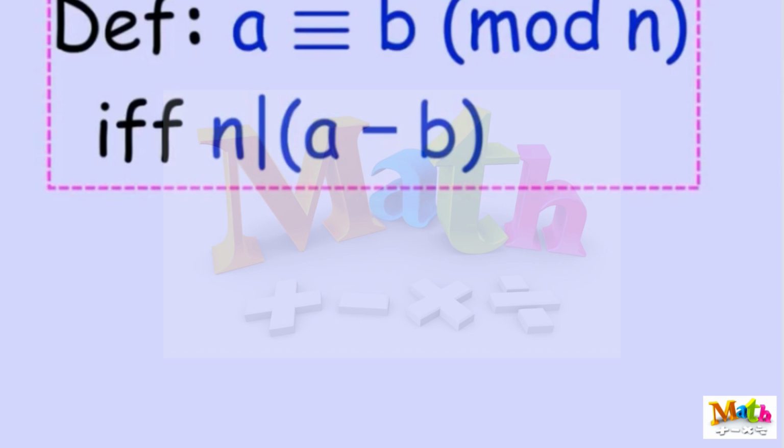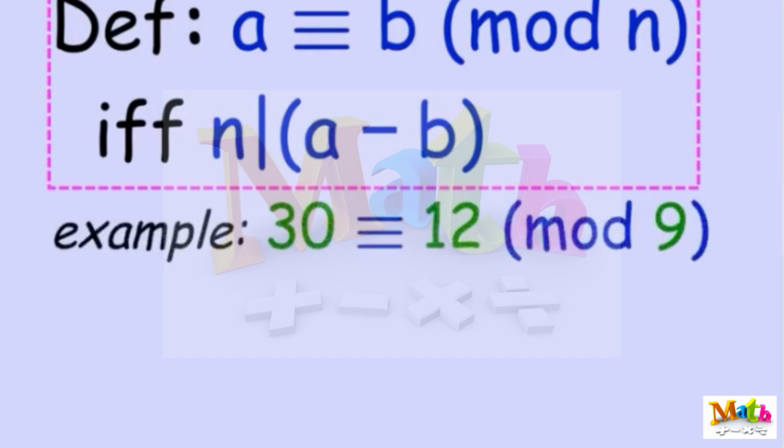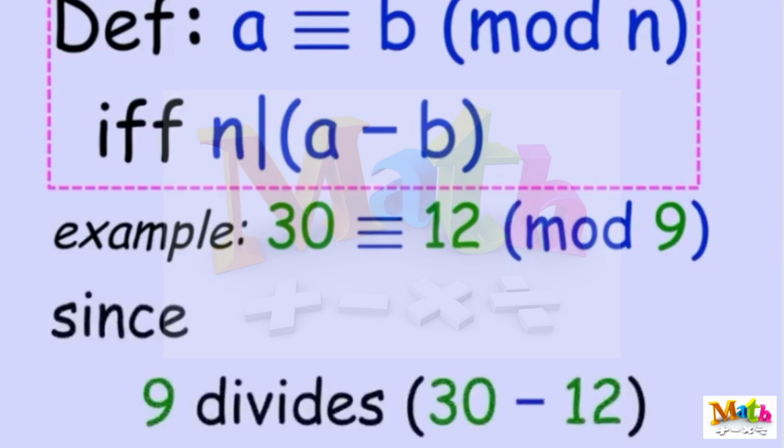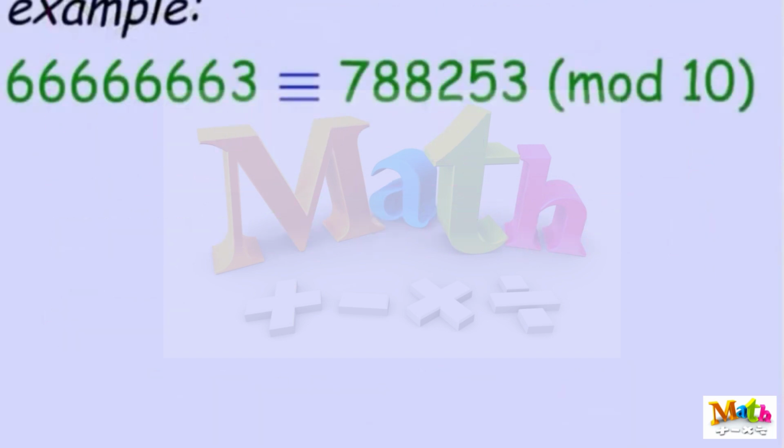There are other ways to define it. We'll see very shortly an equivalent formulation that could equally well have been used as a definition, but this is a standard one. A is equivalent to B means that A minus B is a multiple of n. Well, let's just practice. 30 is equivalent to 12 mod 9 because 30 minus 12 is 18, and 9 divides 18.